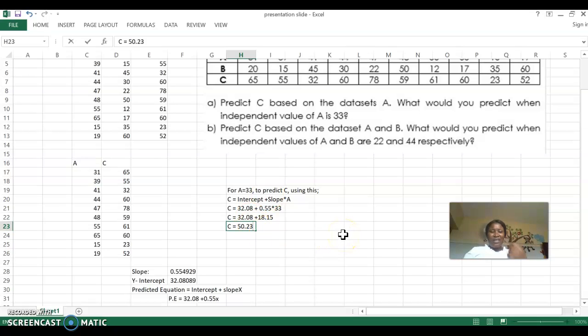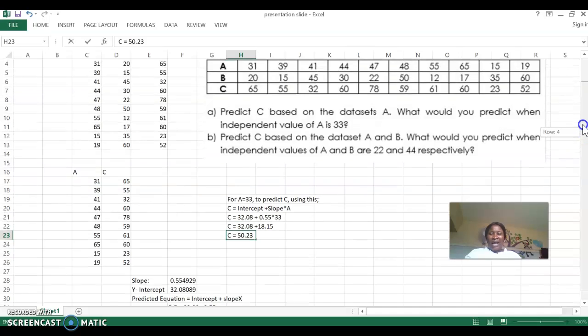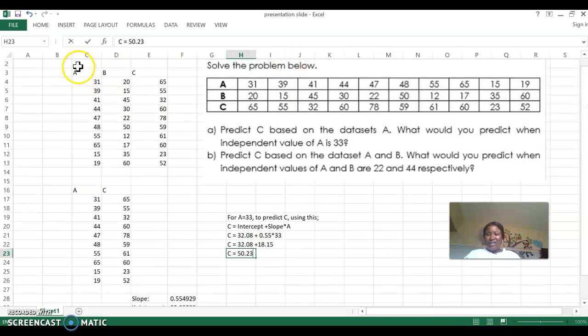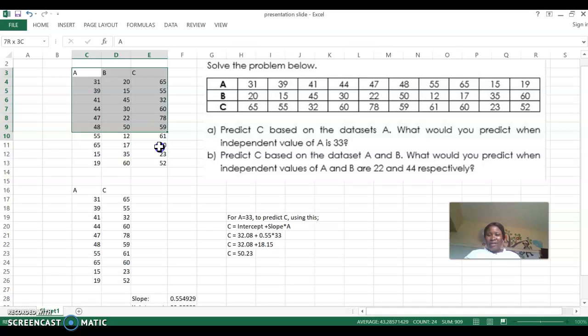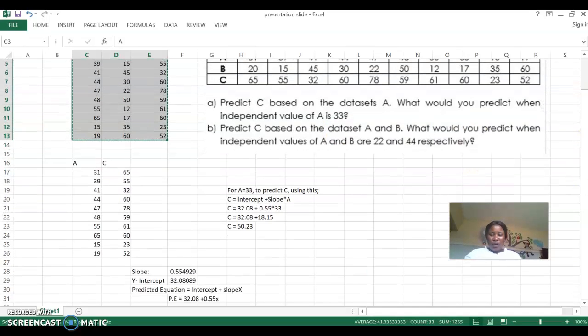Now I'm going to be solving the B part of the question. Sorry, I have a little bit of discussion here. So I'm going to be solving the B part. B part says predict C based on the data set A and B. What will you predict when the independent values of A and B are 22 and 44 respectively? Now, like I told you earlier, I have my values here. I'm going to be copying it here. So I'm going to scroll up to have more space for the B part.